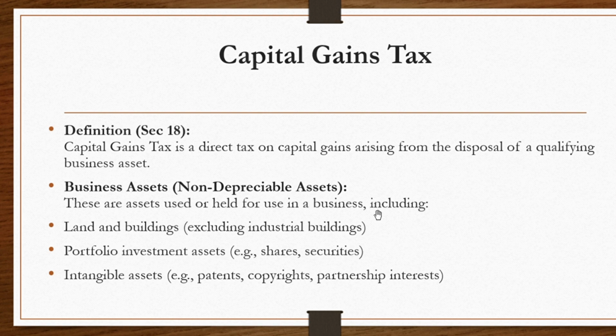So we shall start with the definition. Capital gains tax is a direct tax on capital gains arising from the disposal of a qualifying business asset. So whenever they sell off a business asset, the gains earned from selling or from disposing of that asset are taxed, and that tax is called the capital gains tax or CGT.